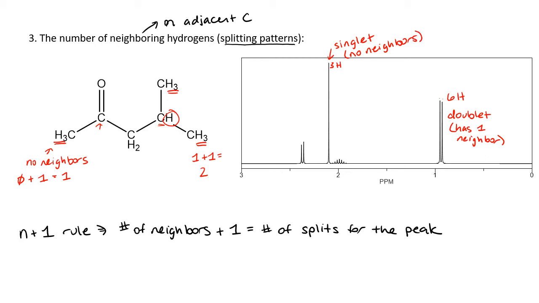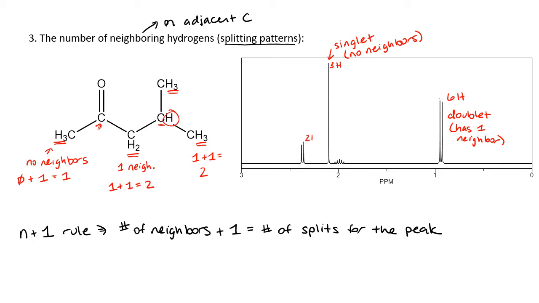Okay, now let's take a look at these 2 hydrogens here. Now these two hydrogens have two neighboring carbons. We have a carbon with the double bond O, which has no hydrogen neighbors. And then we have another carbon with a single H. So these two hydrogens here have one neighbor. So using our n+1 rule, 1 plus 1 equals 2.